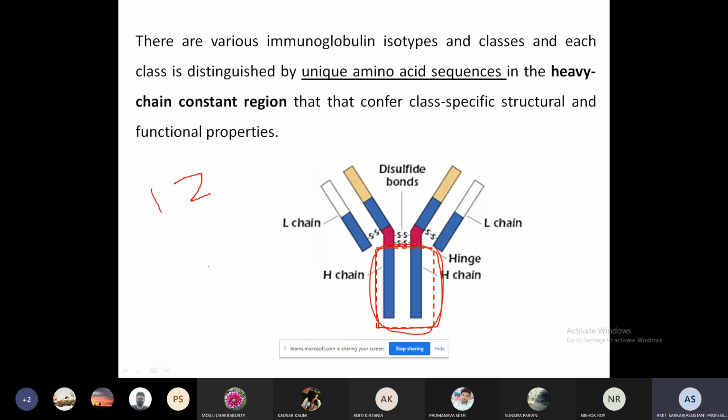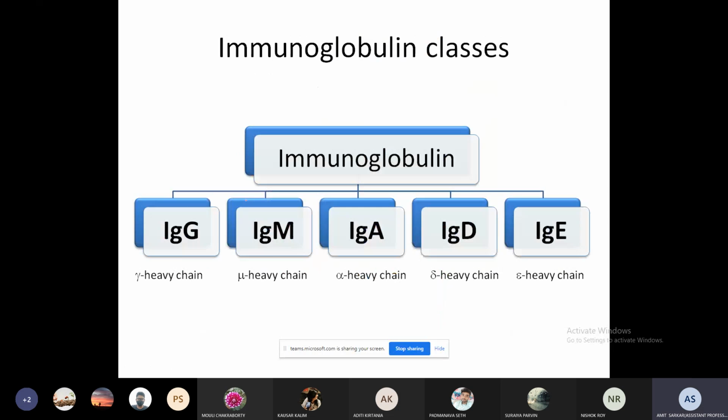Another class will be getting another type of heavy chain constant region. For another class, we'll be getting a different type of heavy chain constant region. So between classes they differ, but within a class, they remain the same. Immunoglobulins can be classified into different types or classes based on what type of heavy chain constant region they have. Based on that, we can divide the immunoglobulin into 5 different classes.